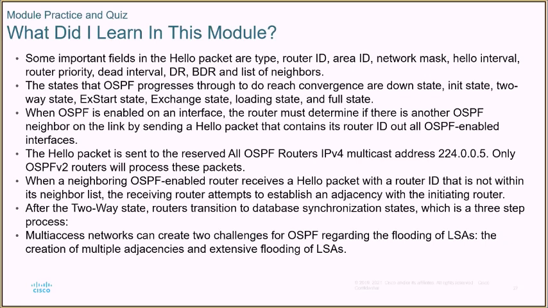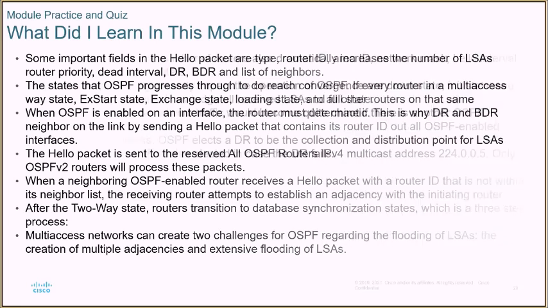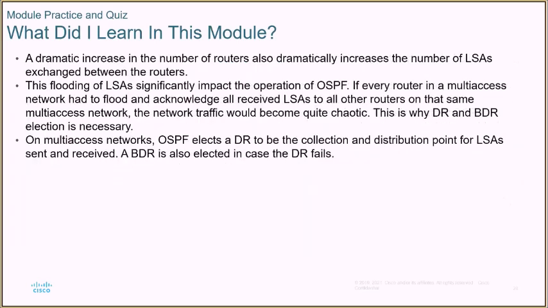Multi-access networks can create two challenges for OSPF regarding the flooding of LSAs: creation of multiple adjacencies and extensive flooding of LSAs. A dramatic increase in the number of routers also dramatically increases the number of LSAs exchanged between the routers. This flooding of LSAs significantly impacts the operation of OSPF. If every router in the multi-access network had to flood and acknowledge all received LSAs to all other routers on that same multi-access network, the traffic would become quite chaotic.